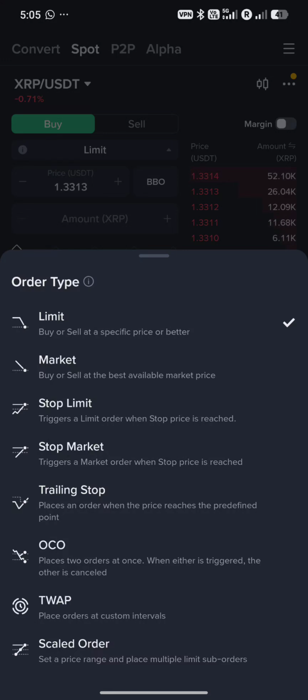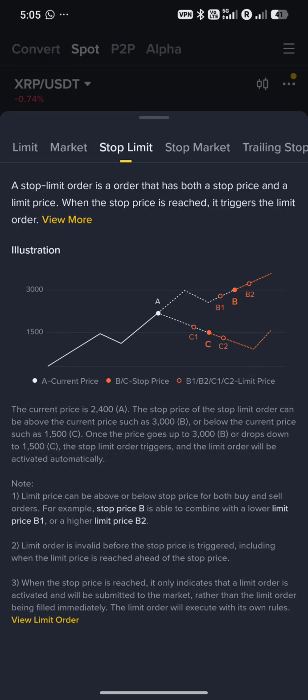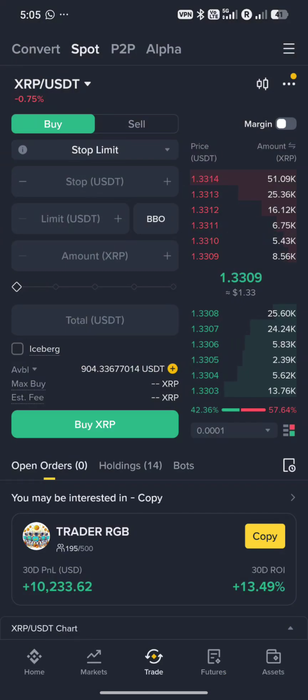So I don't like limit. I won't recommend it, but you can use it. Sometimes it works, sometimes it doesn't work. So I will use stop limit instead. So what does stop limit mean? It's going to ask for two prices.